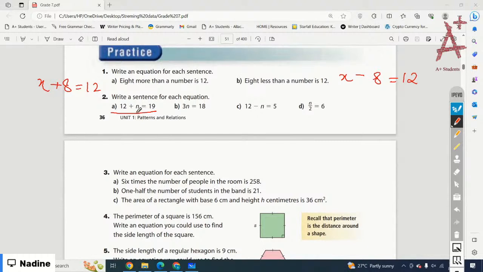But you don't have to solve these equations. You just have to write equations. Okay, write a sentence for each equation. So 12 more than a number is 19. That is for the A part, right?